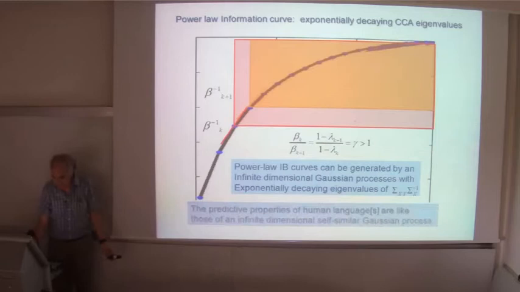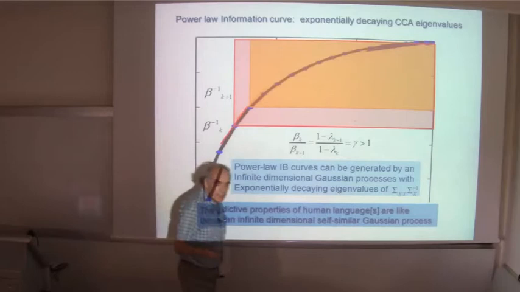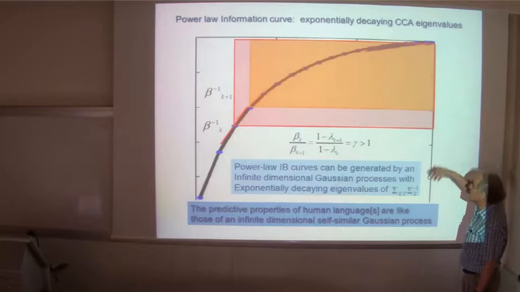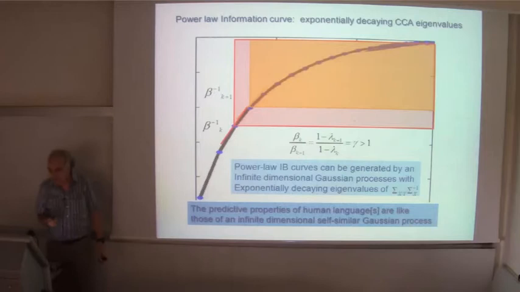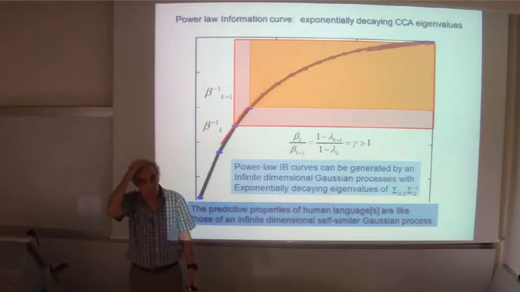Power law. The information curve is generated by an infinite dimensional Gaussian system such that all the eigenvalues, first of all, in infinite dimension, I need all of them. So in some sense, which I'm going to be vague about at this point, human language looks like an infinite dimensional, self-similar Gaussian process, at least as reflected by this information.